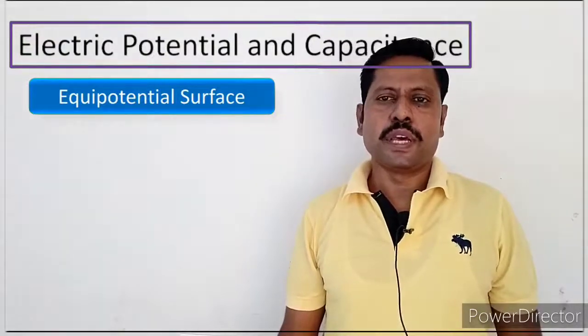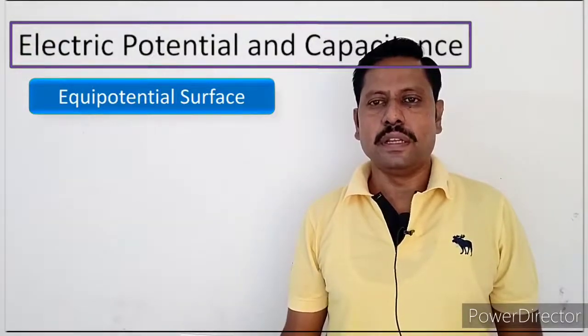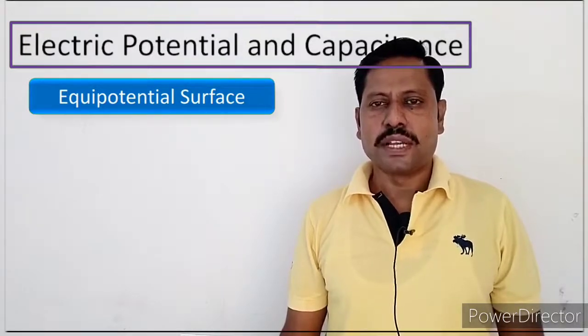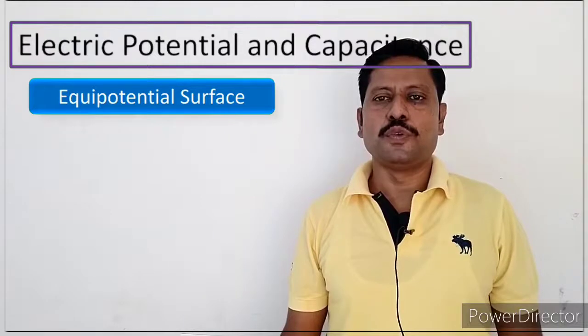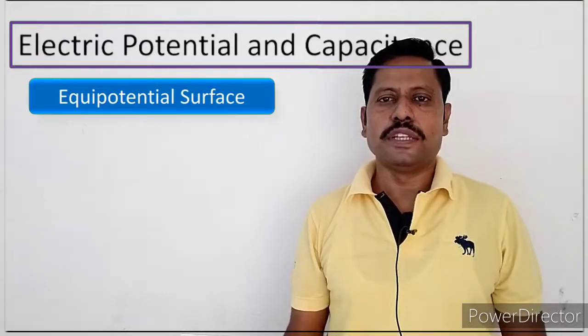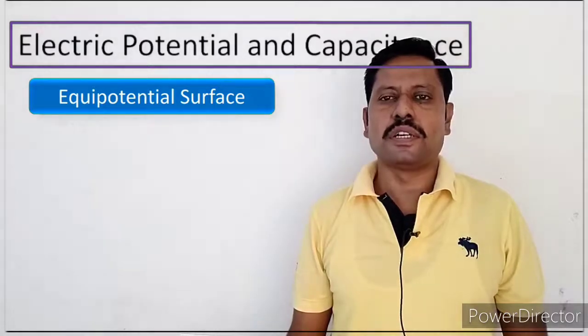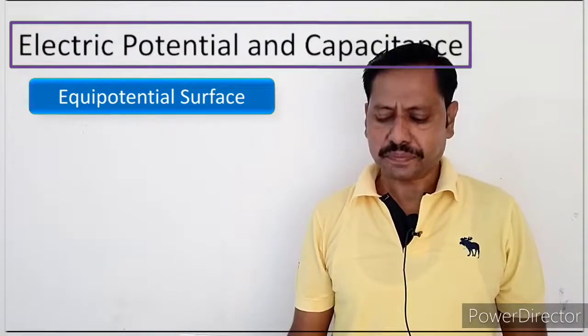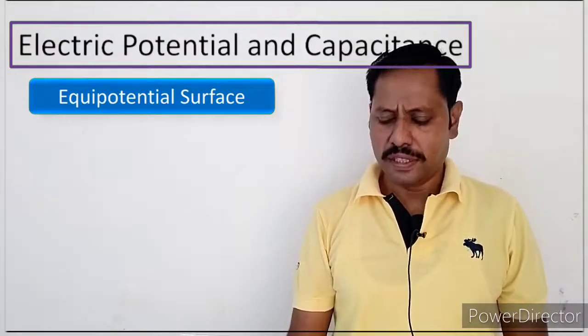Today in this video we are going to discuss a new article, that is equipotential surface. Before starting this article, first of all you should know what is the meaning of potential and how the potential is obtained for a charge at a distance r from that charge. That first of all you should know. So let us first of all define this.